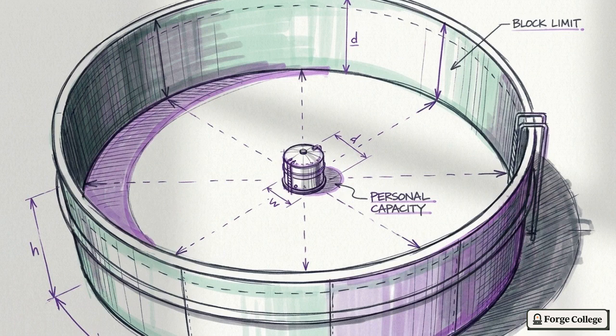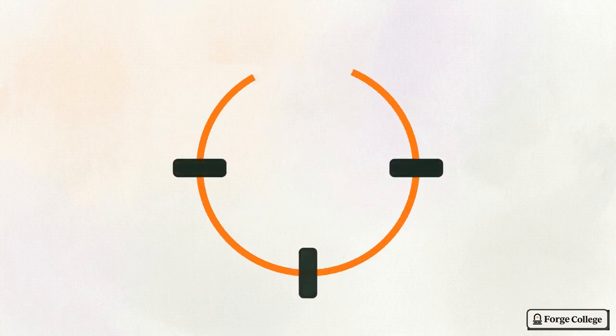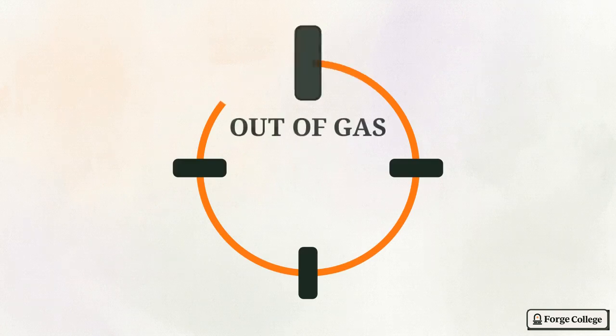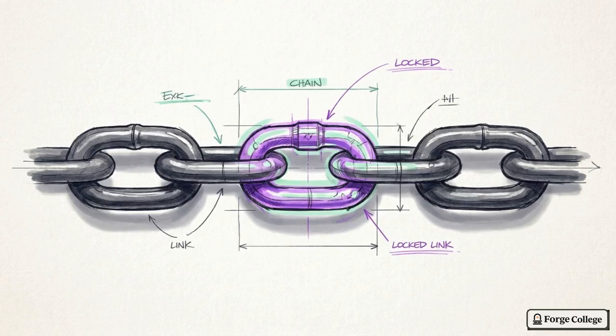These two layers of limits, your personal reserve and the block's total capacity, are essential enforcement mechanisms. By forcing every single operation to cost a non-zero amount of fuel, the EVM ensures that a poorly written infinite loop will simply run out of gas and halt, rather than freezing the entire blockchain indefinitely.